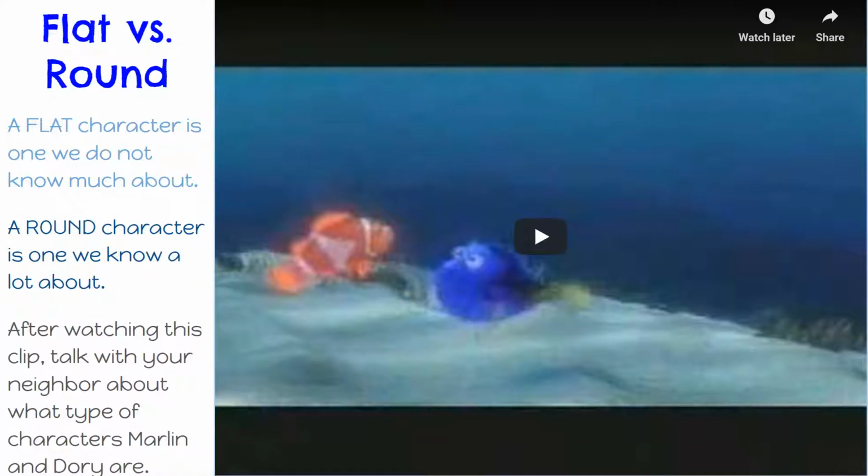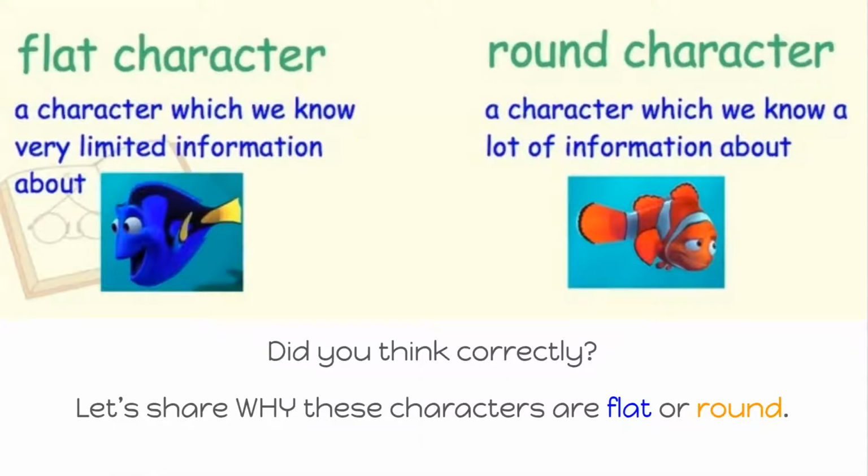And here's what our characters are. Our flat character is Dory. Remember, we don't know very much about her at this point, and she doesn't even know much about herself because of her short-term memory loss. Our round character is Marlin. So far, we know a lot about him. He's a dad to Nemo, he's lost him, and he's on a hunt to try to find Nemo. And so those are why our characters are flat or round.